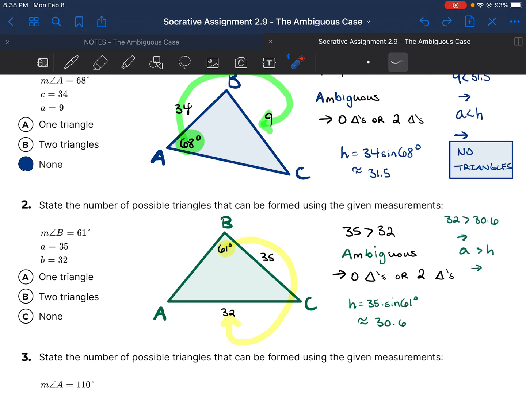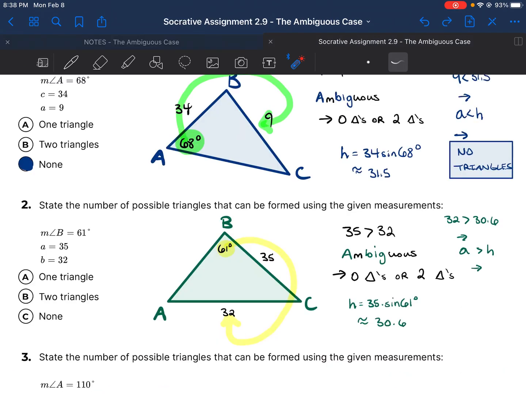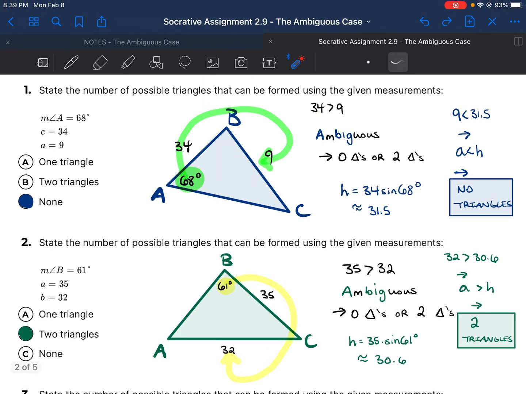So this time, notice that the side across from the given angle is bigger than the altitude. And if we look at our notes, go back to that table from the previous lesson, we can see that falls into the 2 triangle scenario. A is acute, check. The side across from the angle is bigger than the actual altitude itself. Okay, so that puts us in the 2 triangle scenario. All right, so that cool little visual that's coming from Mr. MK works great. Everything is checking out perfectly fine, and so feel free to use that if it helps you out.